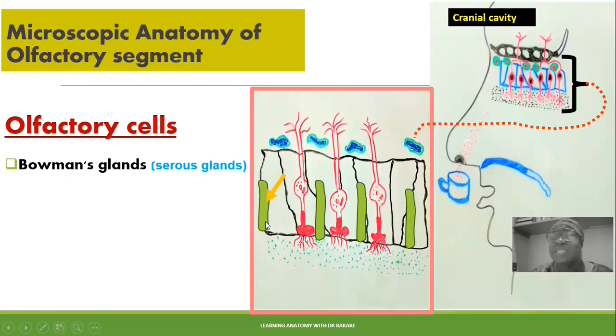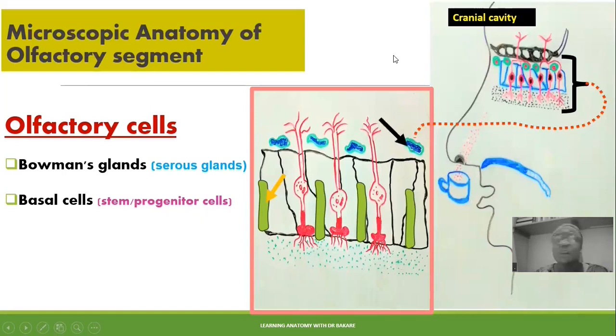So this is the essence of this Bowman's gland, because it is a serous secreting gland which will enhance the process of trapping the dissolved odorant around this region. Another type of cell that is seen is the basal cells. These are the basal cells here, arrowed in black.